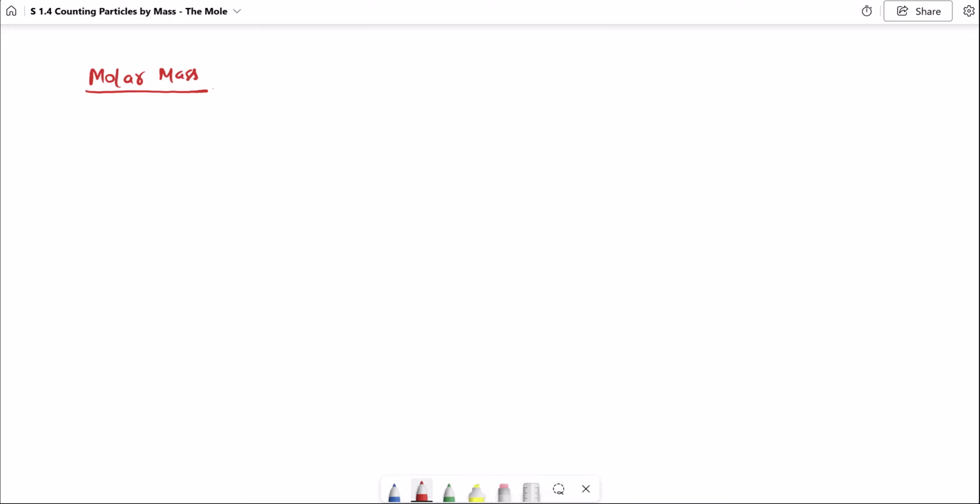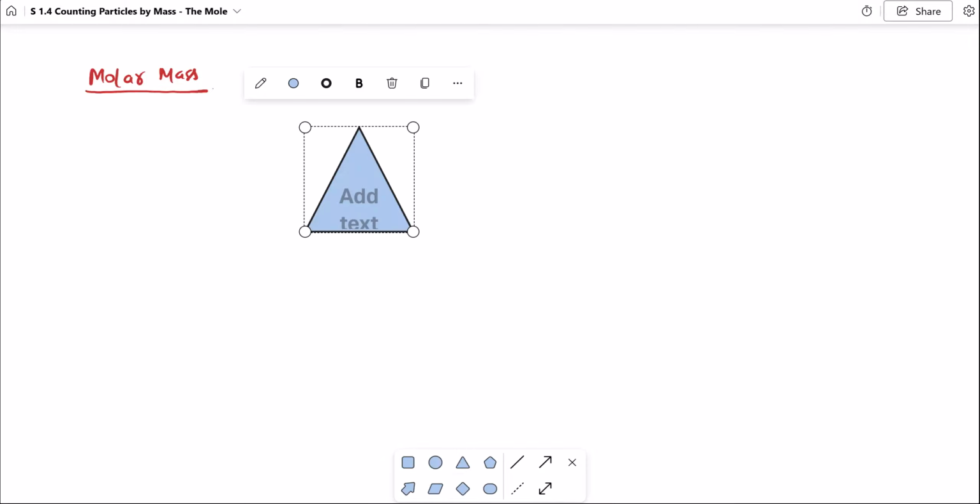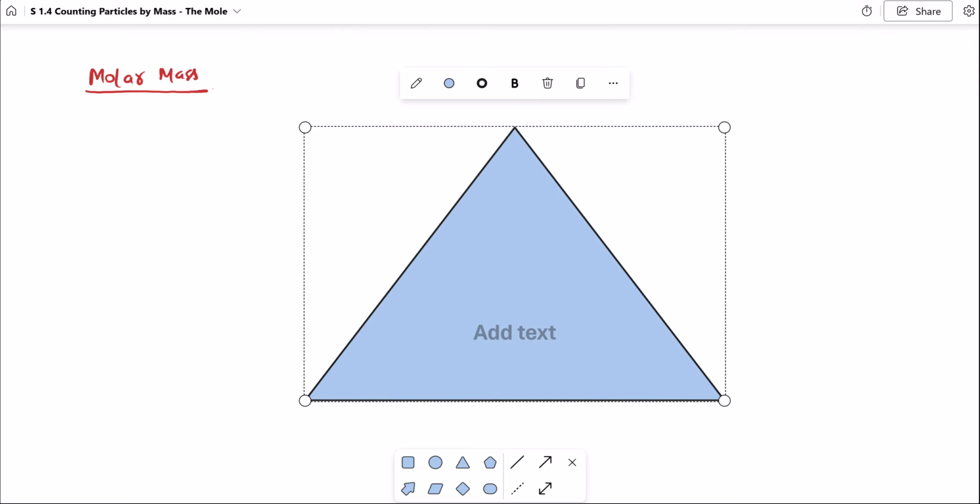Now, when we need to know the number of particles of a substance, we usually count the number of moles. So the number of moles you can find out with this triangular concept, right? So the triangular concept is, here you have particle. Let me make a big triangle, so that will help. Okay, let me draw a triangle shape. Let me make it bigger. Okay, great.